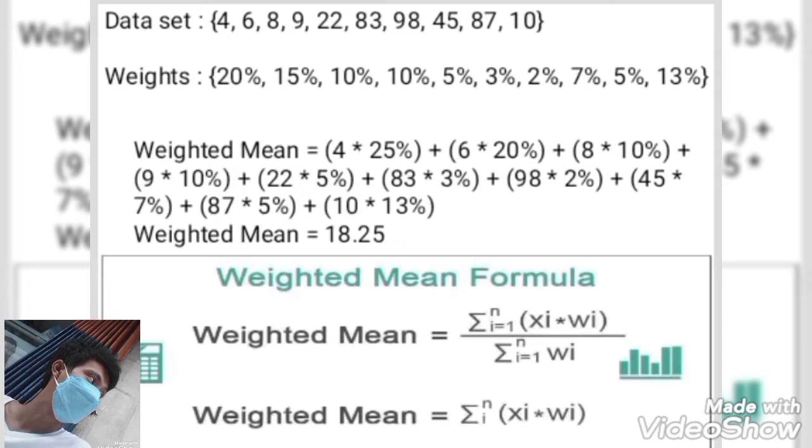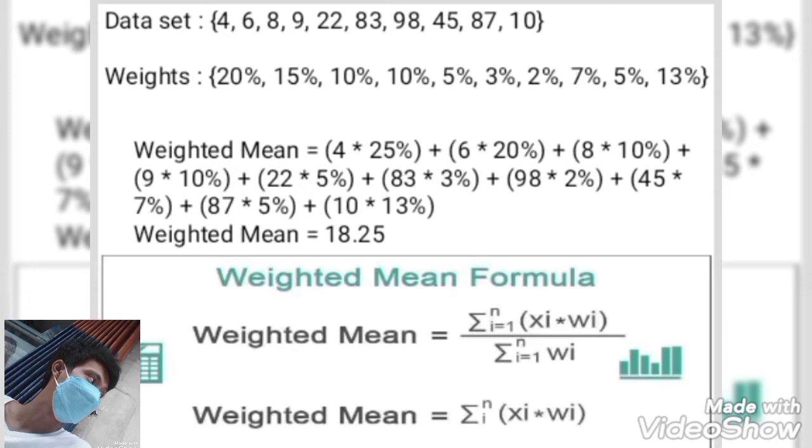So, paano natin makukuha yung weighted mean nito? Ganito yung gagawin natin. Open and close parenthesis. 4 times 25%, close parenthesis, plus 6 times 20%, 8 times 10%, 9 times 10%, 22 times 5%, 83 times 3%, 98 times 2%, 45 times 7%, 87 times 5%, 10 times 13%. So, ang sagot niyan ay 18.25.